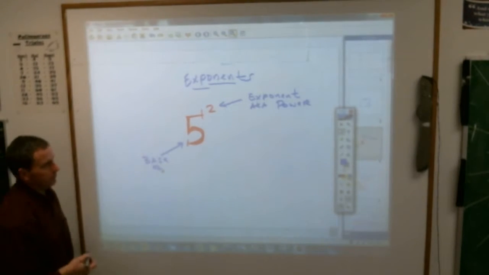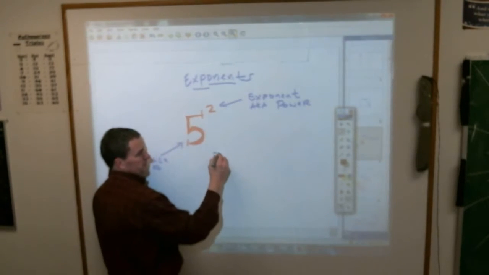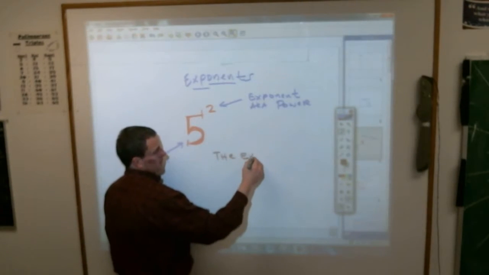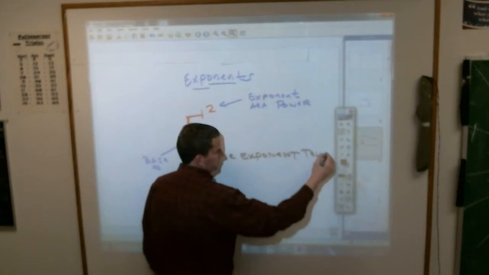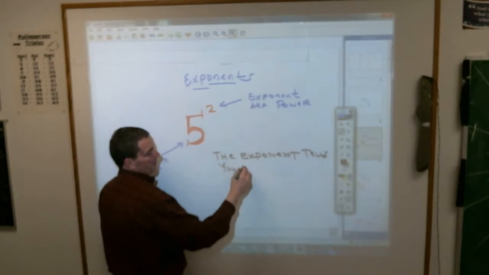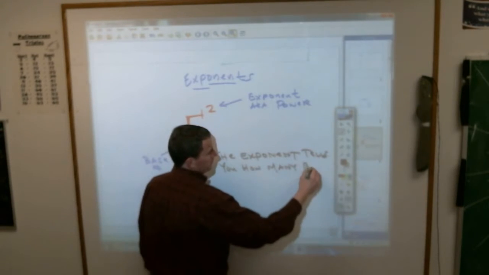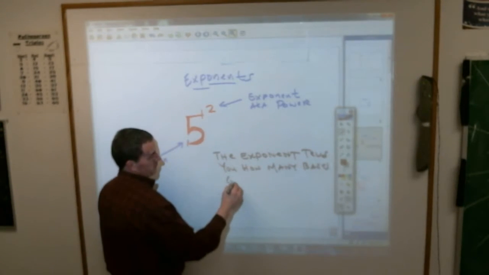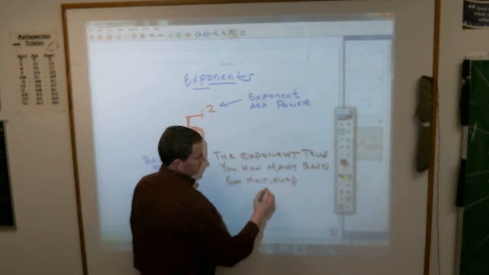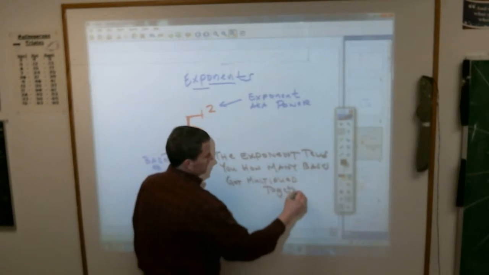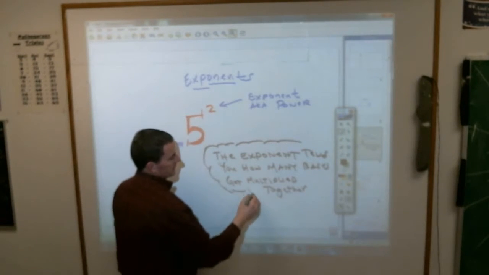And here is the important part. What an exponent does is this. The exponent tells you how many bases get multiplied together. The exponent tells you how many bases get multiplied together.